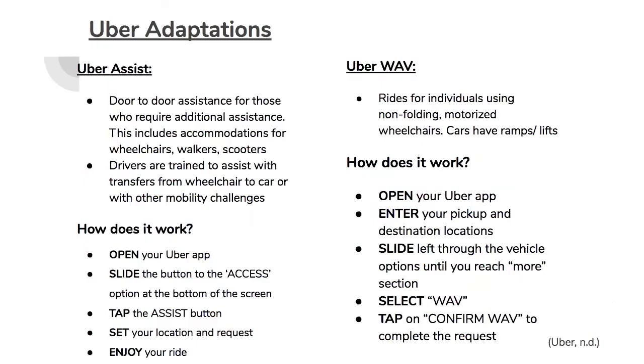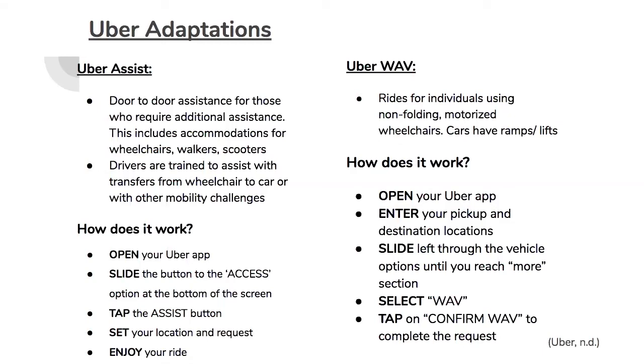So, like Elise said, it is very common for individuals after stroke to have difficulty driving, or maybe even be deemed unsafe to drive. So there are many options that we can recommend to them. And like she said, there are many different transportation apps, but Uber does have many different adaptations that many of you may not know about. So there is an Uber Assist, which is door-to-door assistance for those who require additional assistance. And this includes accommodations for folding wheelchairs, walkers, and scooters.